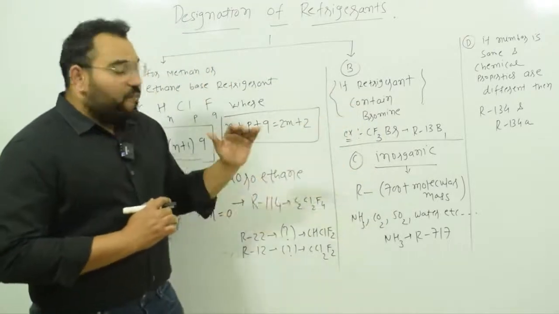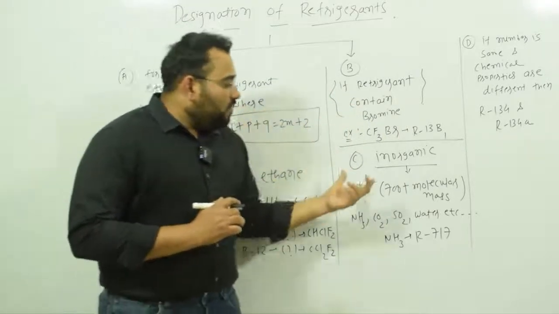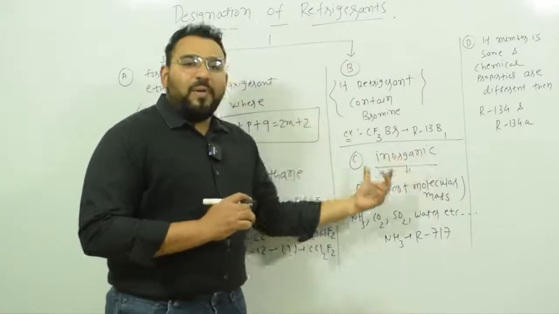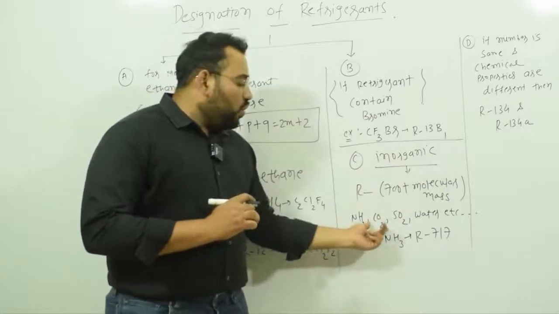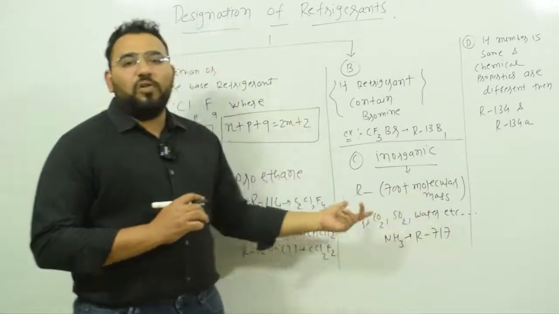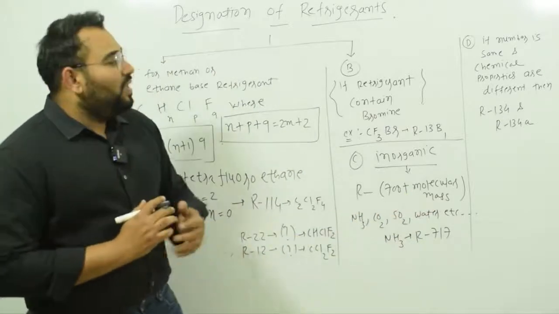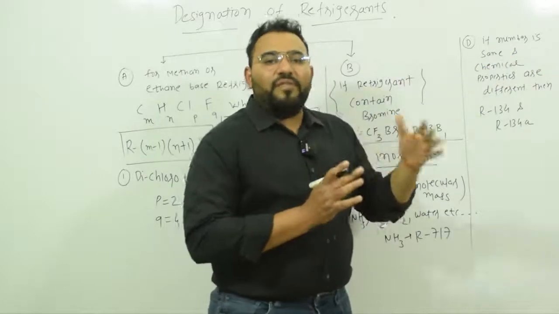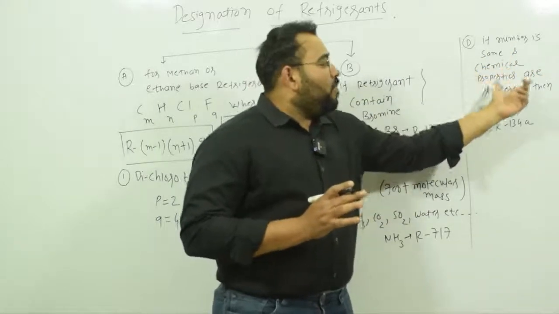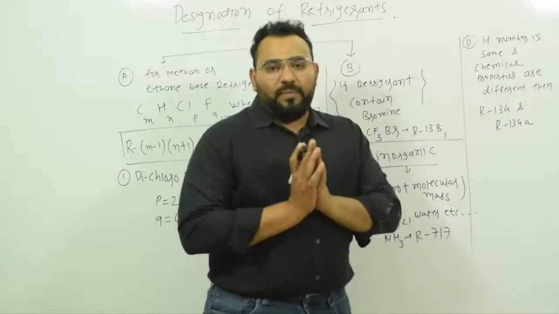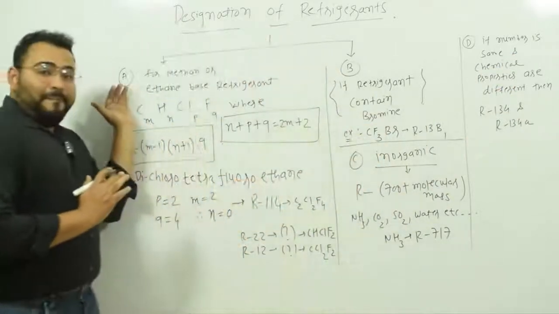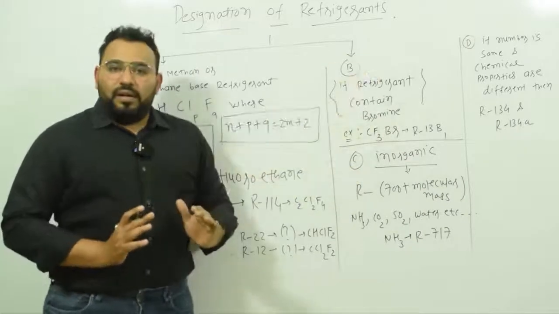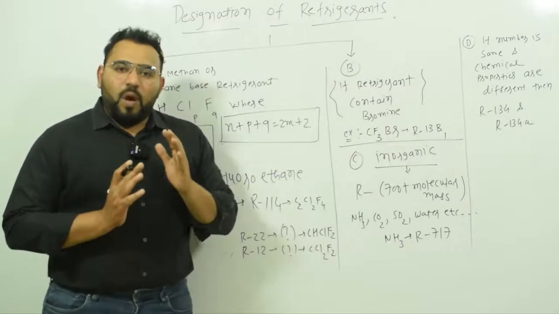In part C, we are going to see how to give the refrigerant name or refrigerant number to the inorganic compound. Inorganic compound means ammonia, CO2, SO2, water, etc. These are the inorganic compounds, natural things. And part D: if the refrigerant number is the same but the chemical properties are different, then how to give the name. So these are part A, part B, part C and part D. Let us see one by one.